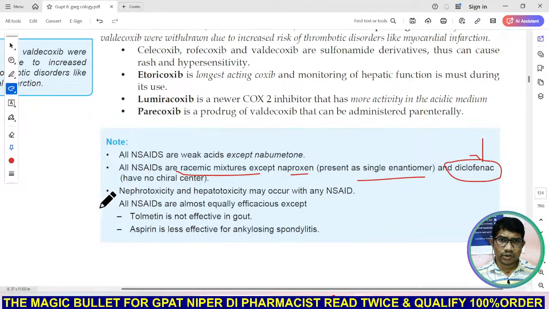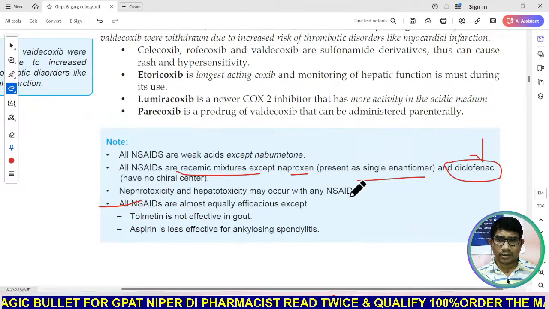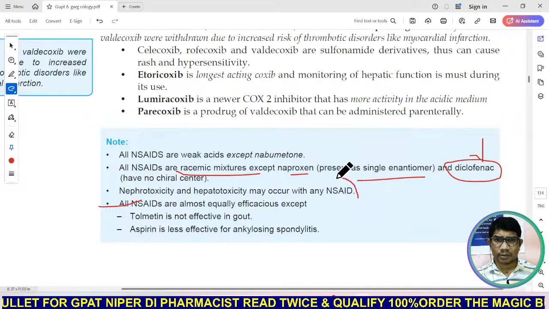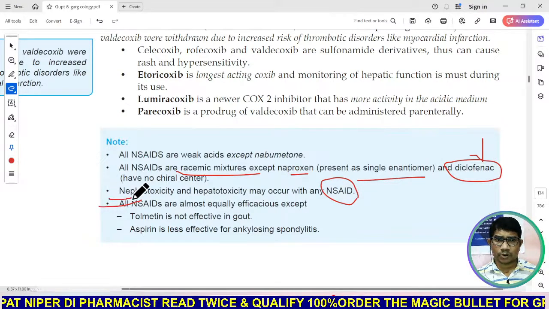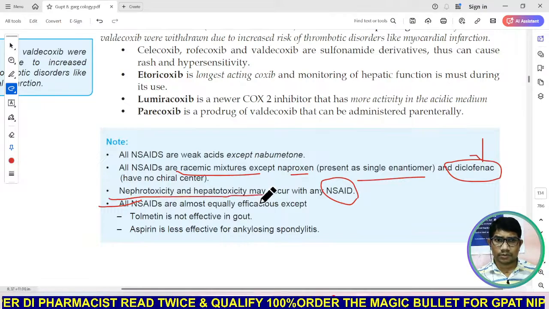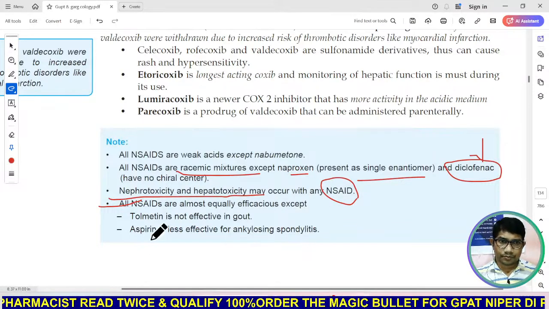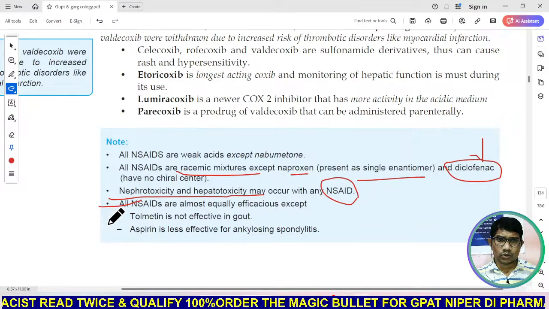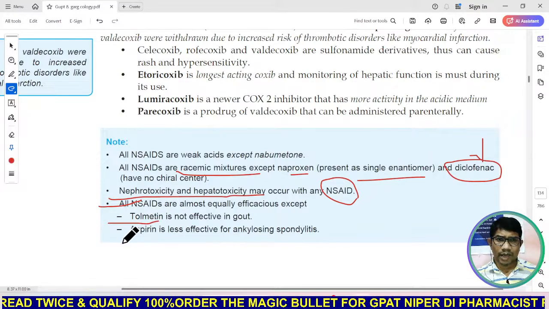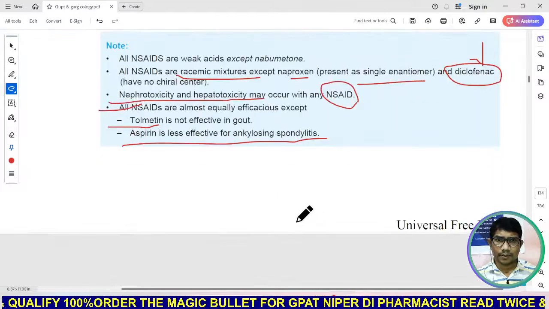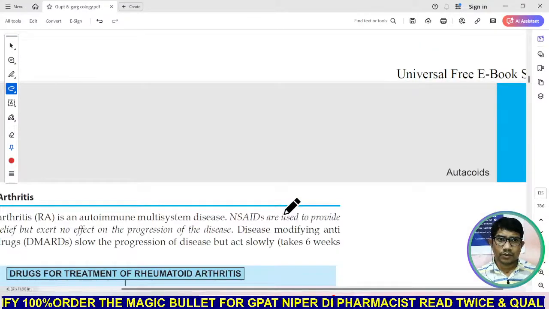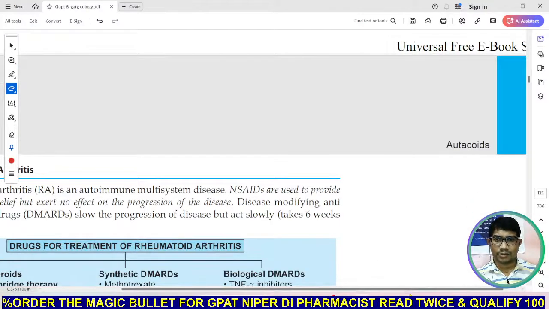नेफ्रोटॉक्सिसिटी एंड हिपेटॉक्सिसिटी में आपको तो एनी एनएसआईडी, मतलब जितने भी नॉन स्टेरॉइडल एंटी इंफ्लेमेटरी ड्रग है, जितने भी एनालिसिक एंटीबायोटिक है, सब क्या कर सकते हैं, नेफ्रोटॉक्सिसिटी एंड हिपेटॉक्सिसिटी. Tolmetin is not effective in the gout. Aspirin is less effective in the ankylosing spondylitis, right? So tomorrow we'll see the arthritis.